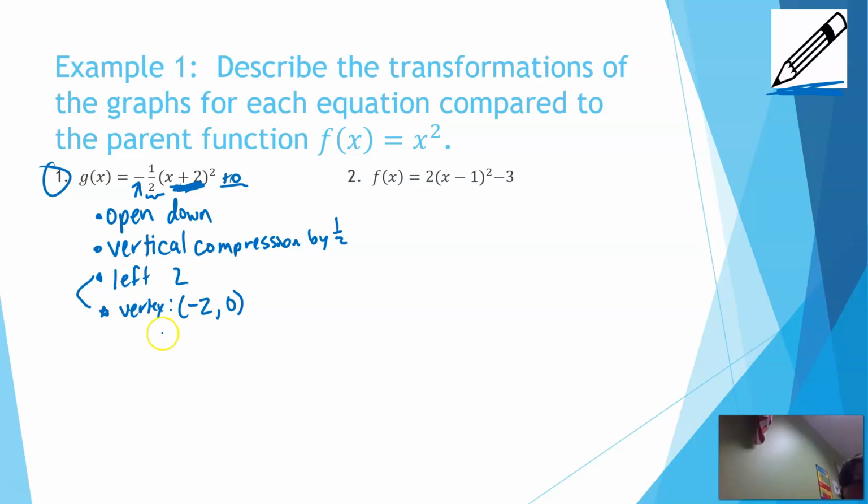Now, when I go to graph this, here's my recommendation. Plot your vertex first. Okay, so I would take from the parent function that key point at (0, 0), and I would shift it left 2. I'm not shifting it up or down at all, so I'm just going to plot my vertex there. Having said that, I could either use this or that translation like we talked about.